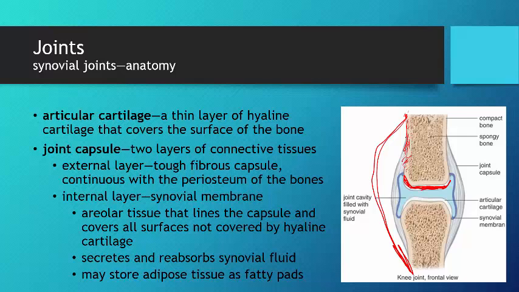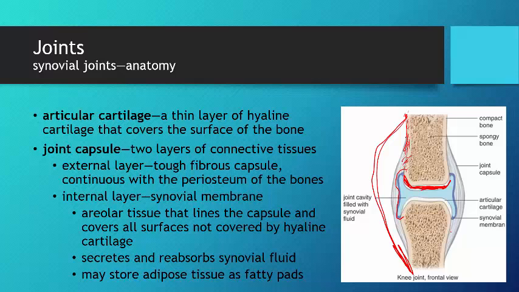So the internal layer, right here, the dark blue layer of the joint capsule, is referred to as the synovial membrane, and it's composed of areolar tissue. It lines the capsule, and it covers all the surfaces inside the joint capsule that aren't covered by the hyaline cartilage. So there's two surfaces inside of a joint: areolar tissue and hyaline cartilage. And so this areolar tissue can secrete the synovial fluid, and over time it will also resorb the synovial fluid. So it's constantly making and then drawing back in fresh fluid.